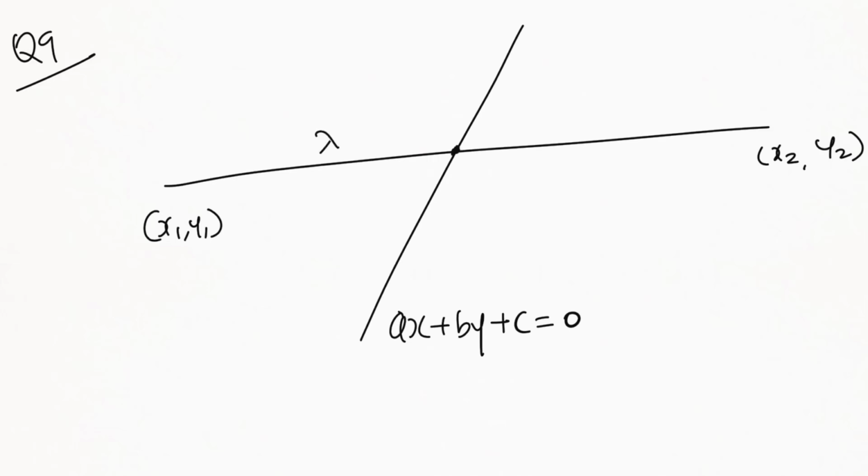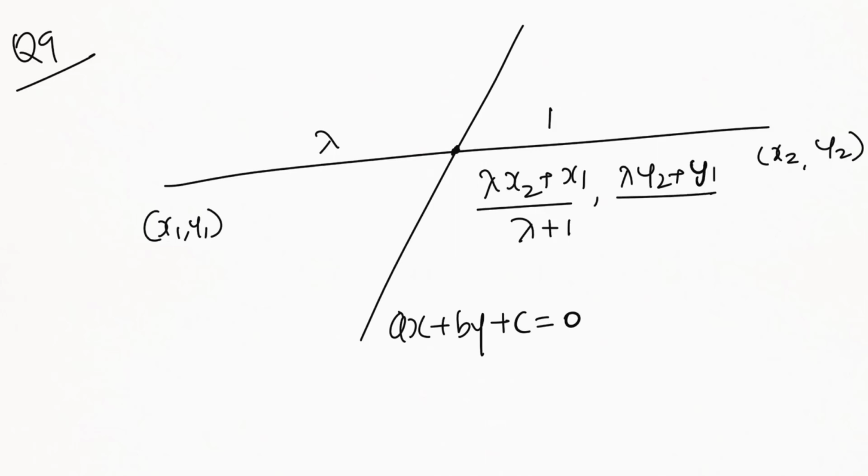Let's assume the ratio is lambda is to 1. Always when the ratio is not known, we introduce one variable instead of two, lambda is to 1. So this point will become (lambda x2 plus x1) over (lambda plus 1), and similarly for y, (lambda y2 plus y1) over (lambda plus 1). Once we know the point and the equation of the line is given, each point on the line will satisfy this equation. Just put it here and you will get the ratio in which the line divides.